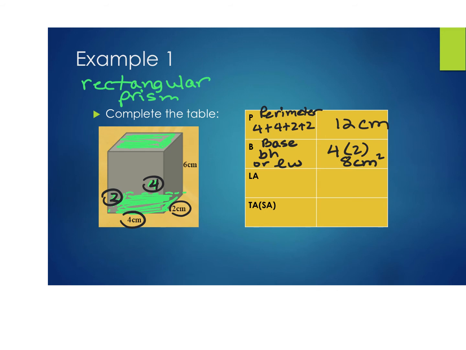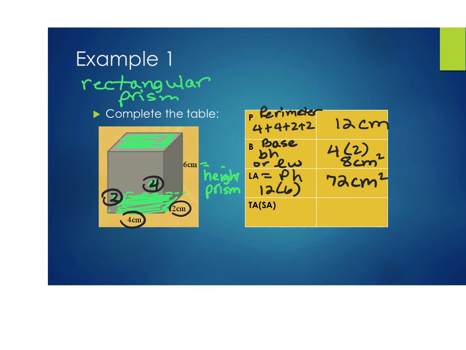For the lateral area, we just learned this formula. It's the perimeter times the height. The perimeter of my base, we just found that in the top box, that was 12. And the height of my prism, that's the 6 here. So the 6 is the height of the prism. So 12 times 6, 72 centimeters squared.